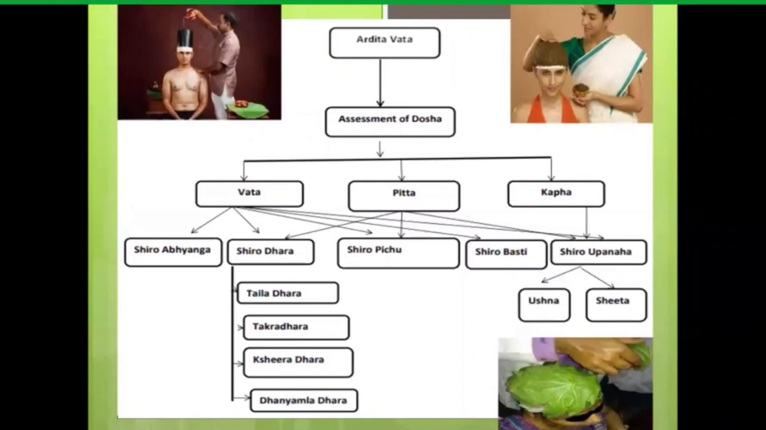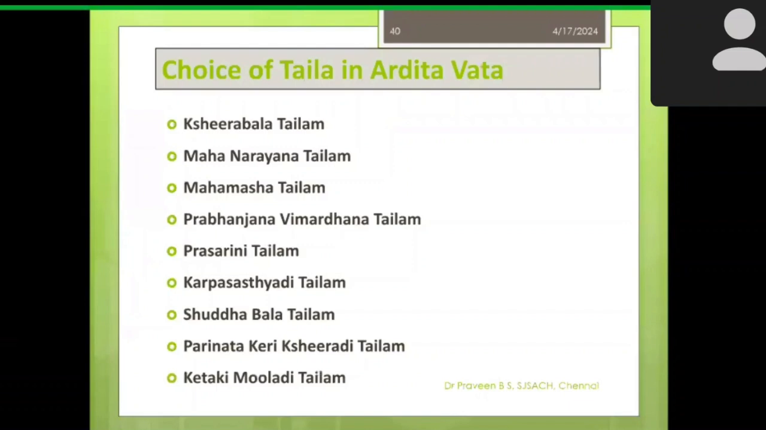In case of Pitta, you can plan for Shirodhara, Shiropichu, and Shiro Upanaha. I forgot to tell that for Vata dosha, especially Shirobasti, there is a direct reference for the administration of Shirobasti in case of Ardita. Now, the choice of Taila in case of Ardita Vata is also very important to understand: Kshirabala Taila, Mahanarayana Taila, Shitavirya, Mahamasha Taila, Prabhanjana Vimardana Taila, Prasarini Taila, Karpasasthyadi Taila, Shuddhabala Taila, Paranita Kshira Taila, Ketaki Mula Taila.